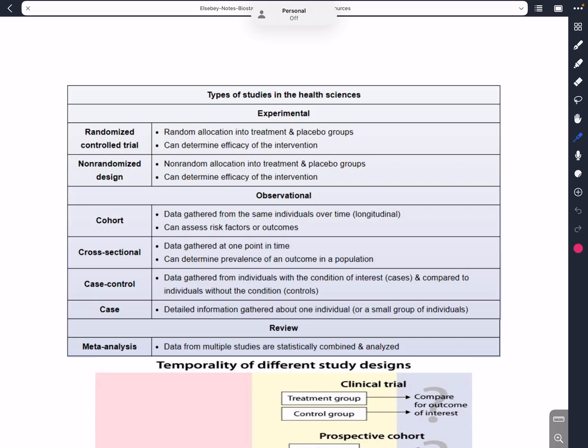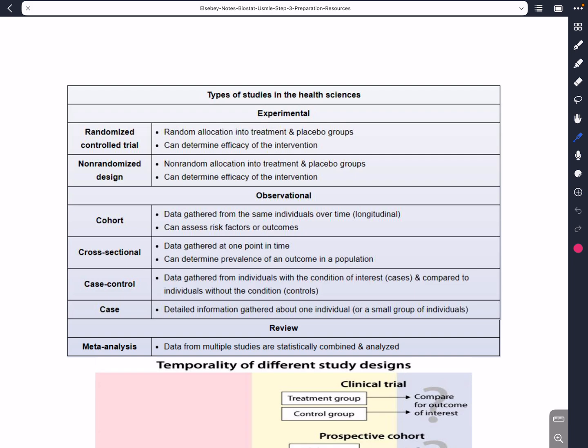Biostatistics. Biostatistics, types of studies in health sciences. There are three main types of studies: experimental, observational, review. In experimental studies, you see randomized control trial, non-randomized design. Observational study is where you get tested the most, and in observational, you have cohort, cross-sectional, case control, and case studies. Review analysis, you have meta-analysis.